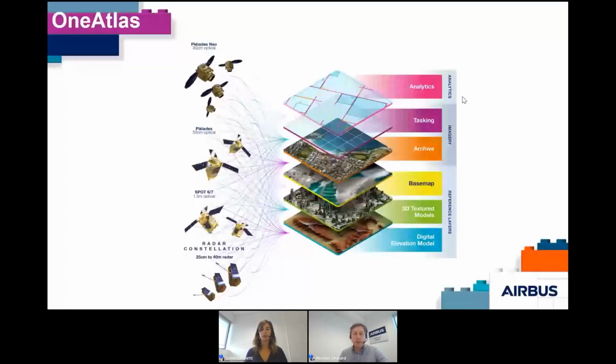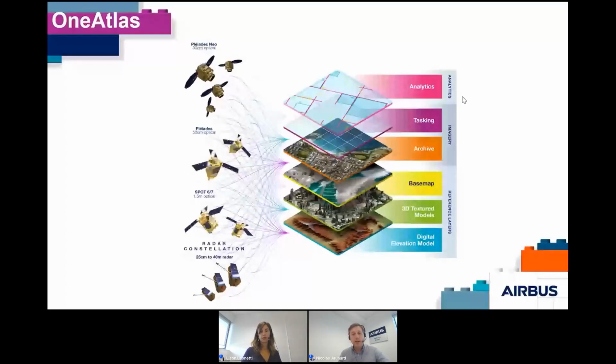A 3D texture model is also available based on our imagery, and we also provide a digital elevation model with WorldDEM, for example, and our new WorldDEM Neo. You can now have access to our WorldDEM Neo dedicated interface through OneAtlas again, where you can order all your elevation models, or you can also access WorldDEM for auto rectification purposes.